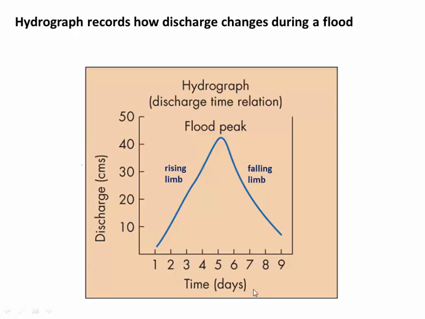And the x-axis here is time, and the y-axis is discharge, or the volume of water per time coming down the river. So this idealized hydrograph shows the floodwaters rising for the first few days, then a peak, and then the floodwaters falling off. And we call this the rising limb of the hydrograph and the falling limb of the hydrograph.